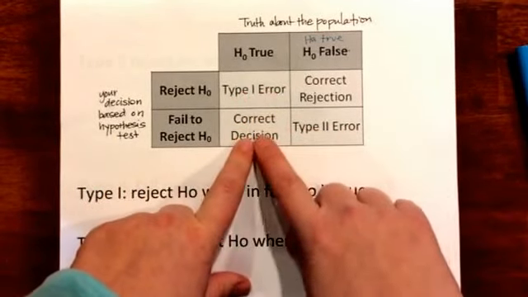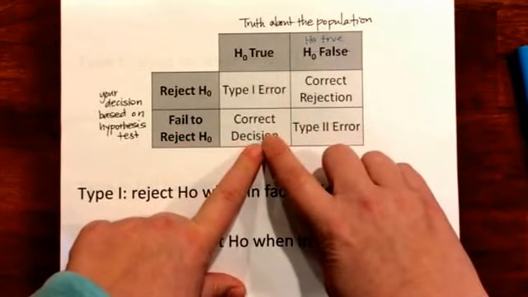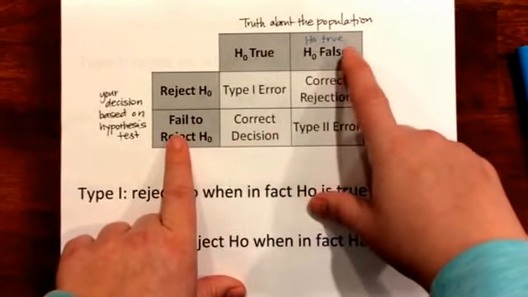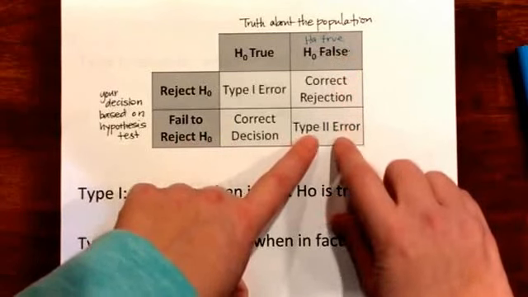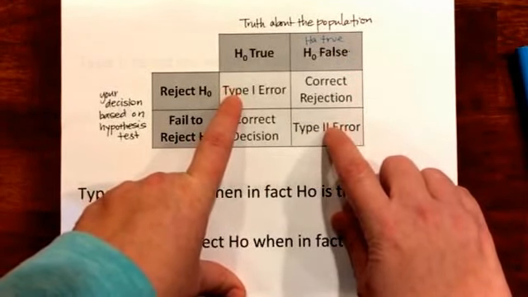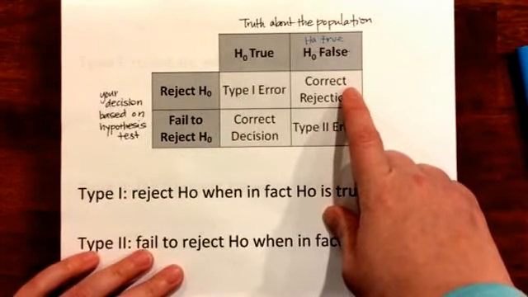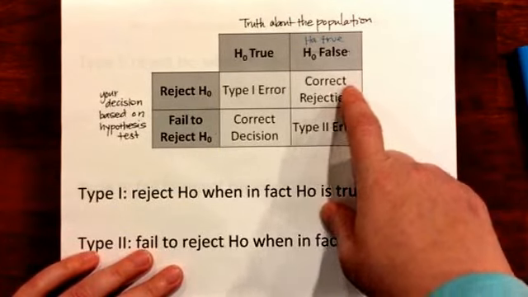If we fail to reject H0 and H0 is true, we've made a correct decision. And if we fail to reject and HA is true, that's called a type 2 error. So these are the types of errors. And we want to reduce those because we don't want large errors. We want this to be large. And the probability of this occurring is called power. And we'll get to that in a second.